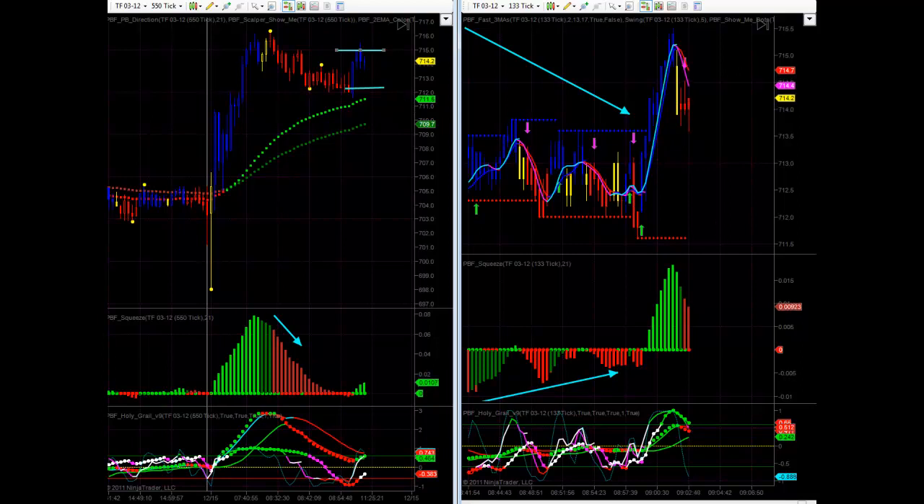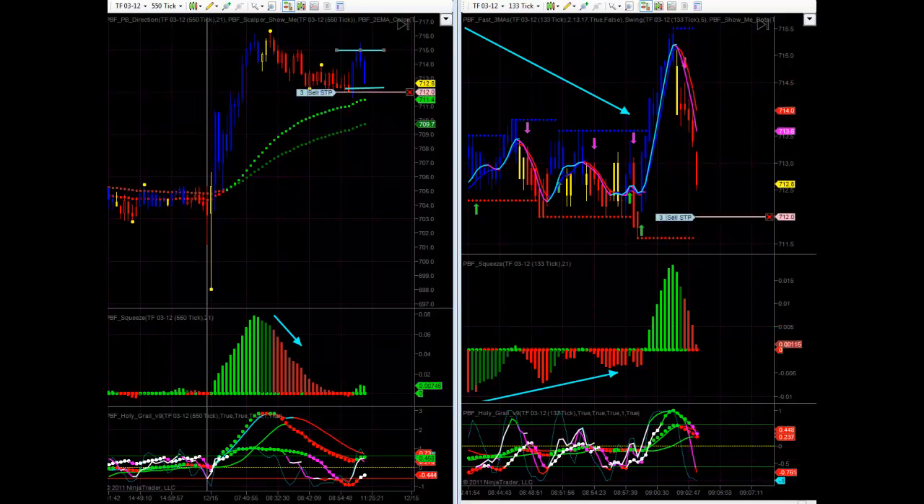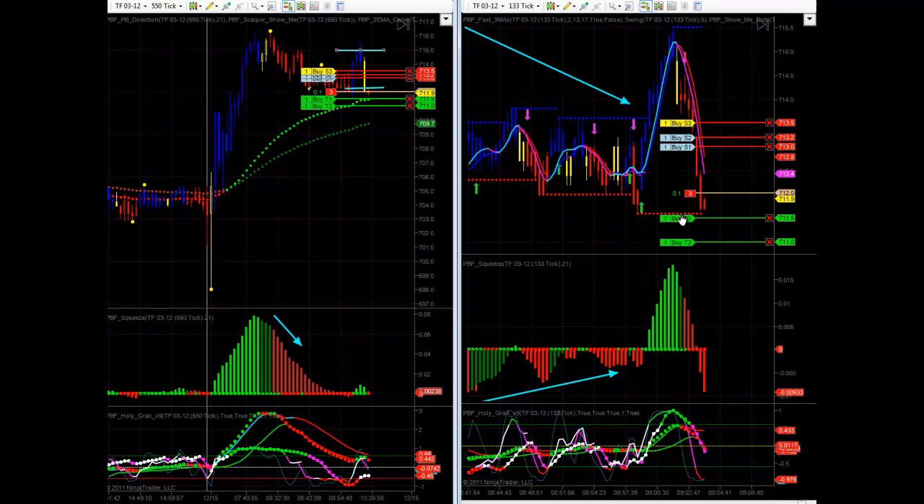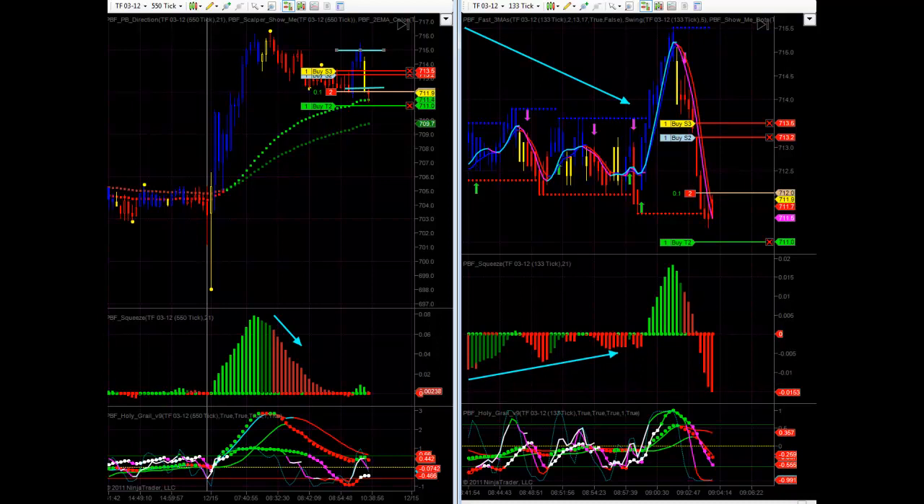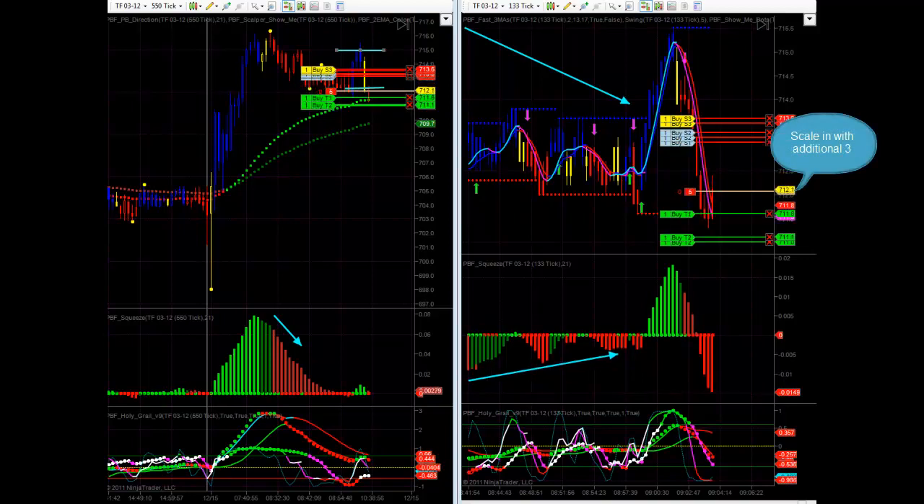Now here's where it gets interesting, because technically we could use this as an entry. I mean, we want to be under 712 as our new area. But it's 712.5. Oh, okay, we're in the trade. Okay, I'm going to scale in. See if we can get filled in another three contracts. Okay, definitely filled in 3 contracts.